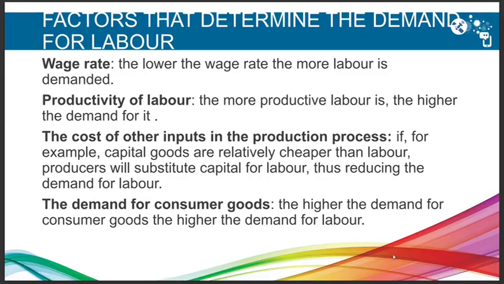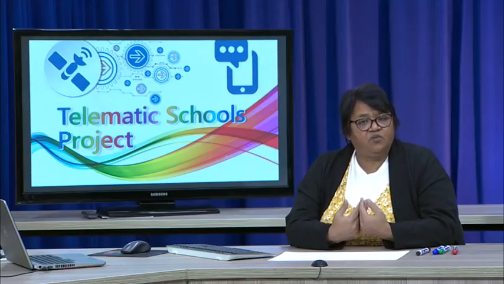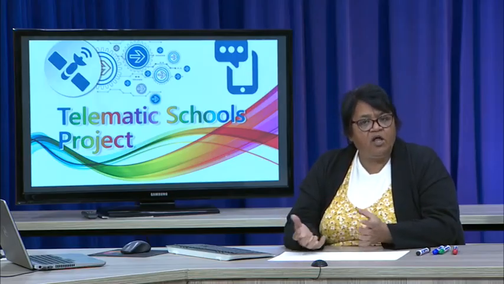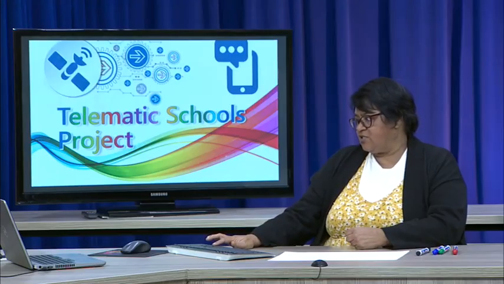The cost of other inputs in the production process. If, for example, capital goods are relatively cheaper than labor, producers will substitute capital for labor, thus reducing the demand for labor. And then the demand for consumer goods. The higher the demand for consumer goods, the higher the demand for labor. Obviously, if people are demanding more, more needs to be produced, so you're going to need more people to come and help you produce the extra units that are required.